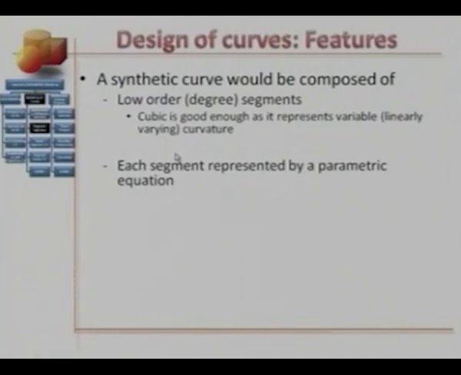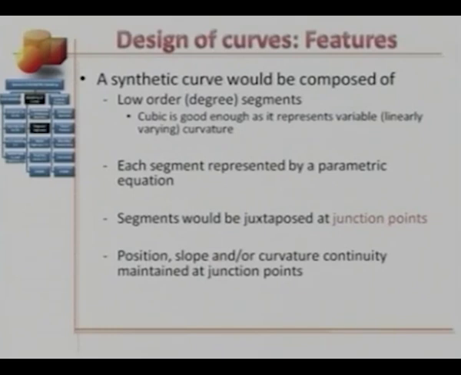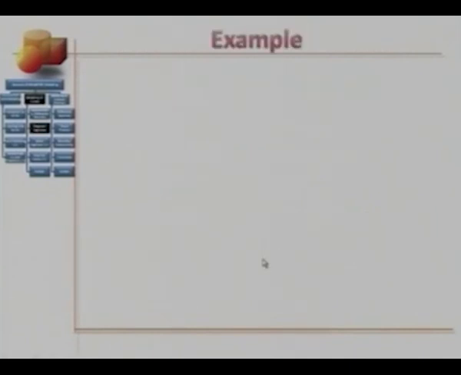We have also discussed before that each segment should be represented by a parametric equation, and segments would be juxtaposed at junction points. They would be joined together at junction points. While doing so, we need to ensure that position, slope, and or curvature continuity is maintained at the junction points. Let's take a look at an example as to what I mean.